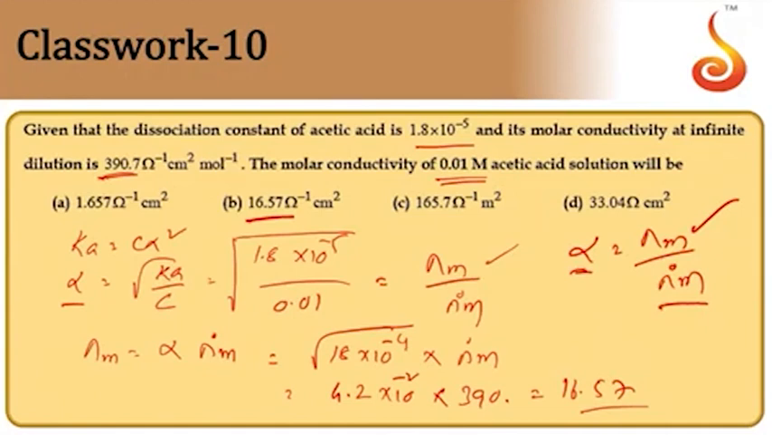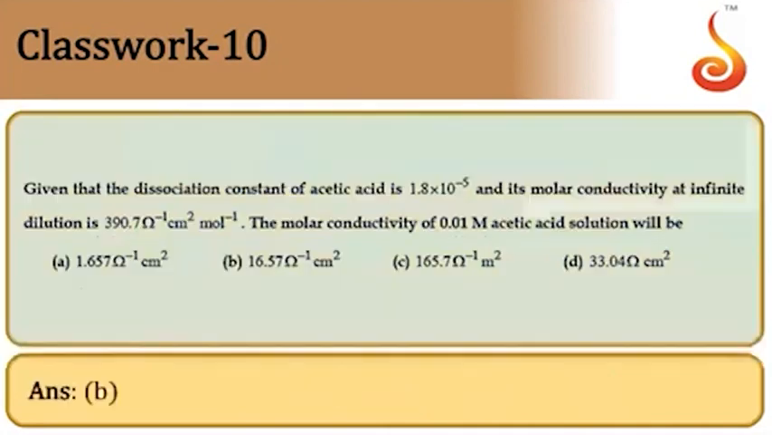So from Ka we found out the value of alpha, because Ka is equal to C alpha square. So alpha is equal to root of Ka by C. We simplified, we got the value 16.57. Option B. So 10th one is option B.